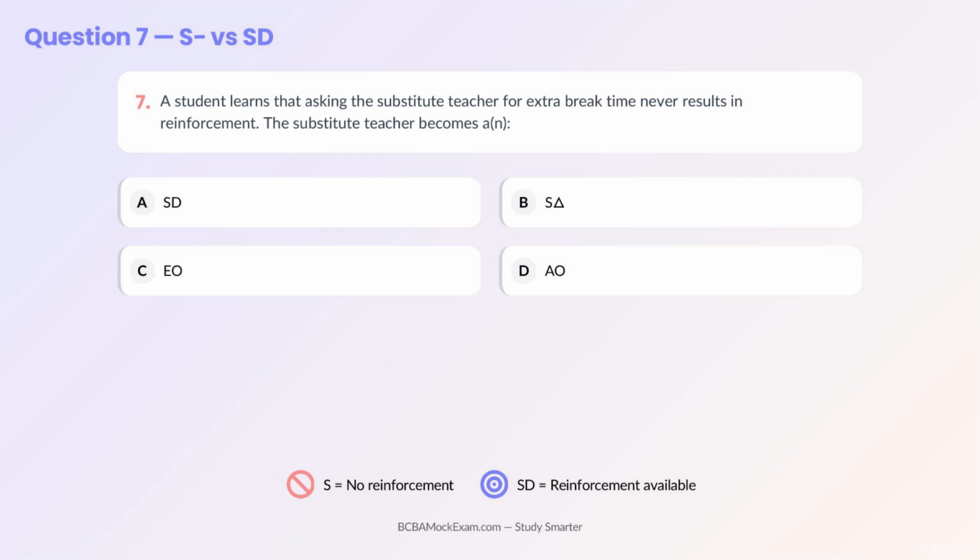A student learns that asking the substitute teacher for extra break time never results in reinforcement. The substitute teacher becomes what? A. SD, B. S delta, C. EO, D. AO. The focus here is on identifying a stimulus that reliably predicts the absence of reinforcement.